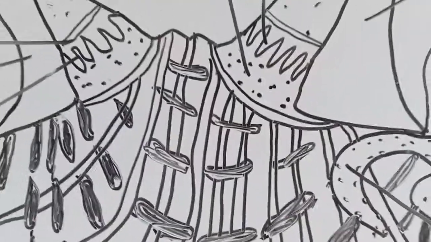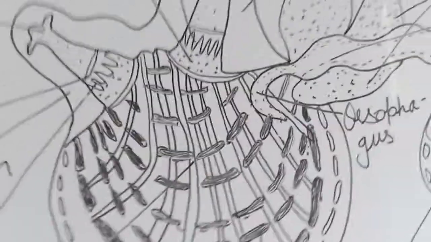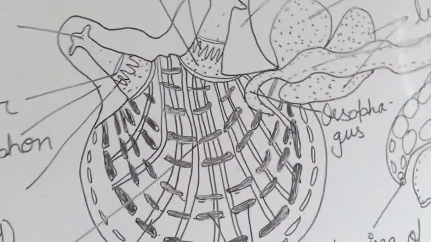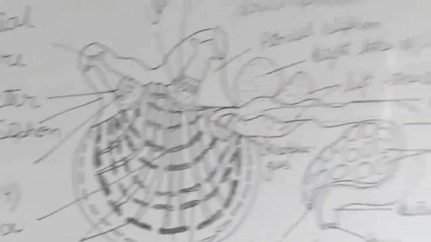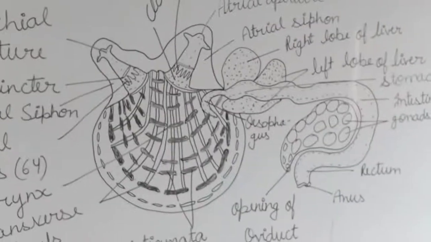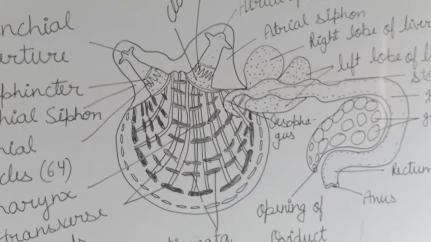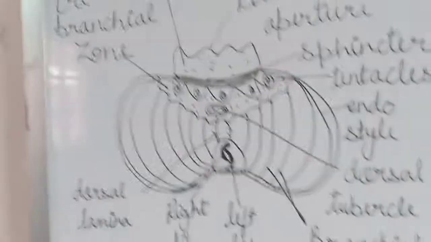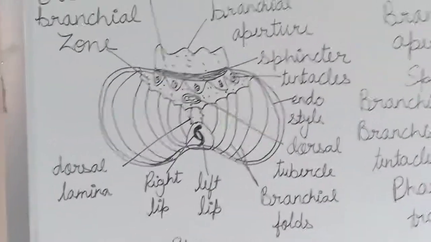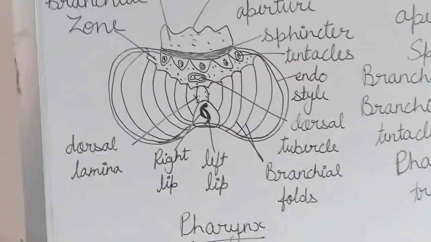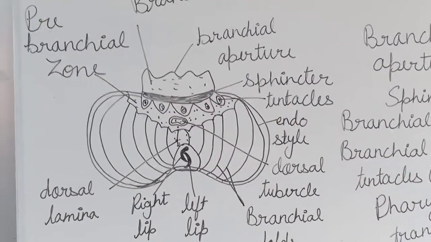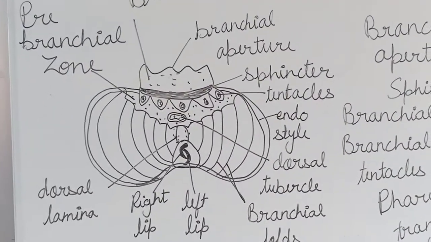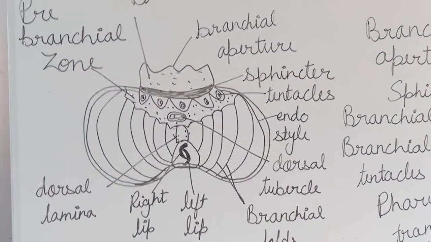So this is the elementary structure of this animal. You can see here, this is the elementary structure. Now you can see the pharynx. It is the largest part of the pharynx. You can see here, this is the branchial aperture which is present at the upper side of the pharynx.